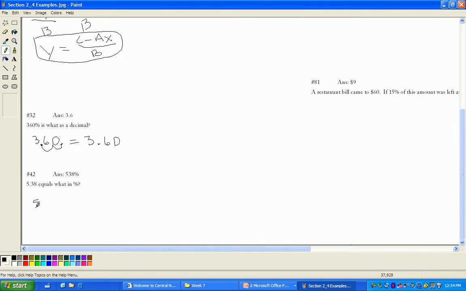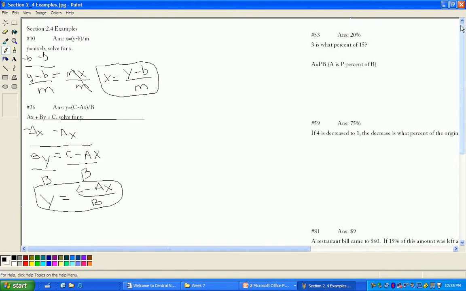Here they give us 5.38 equals what in percent? So here we start with our decimal and they want us to convert it to percent. So when we convert decimals to percents, we move our decimal 2 places to the right. 1, 2, and then we add a percent sign. So we're going to end up with 538%. Our answer here. Oops, and I forgot to circle my answer here. On this one, the 0 there doesn't matter because it's after the decimal point. So we can have it or we can not have it. Either way would have been correct. So here's 538%.